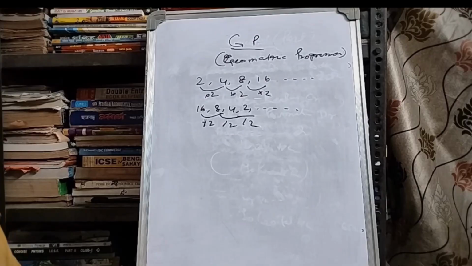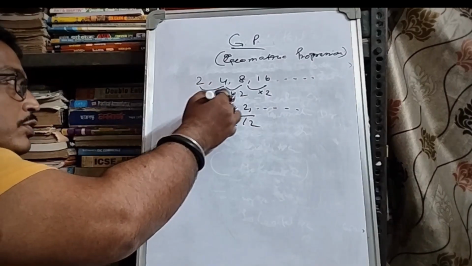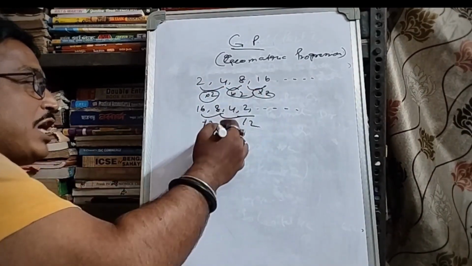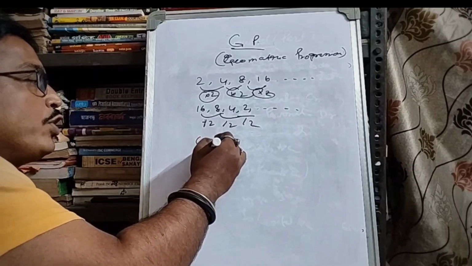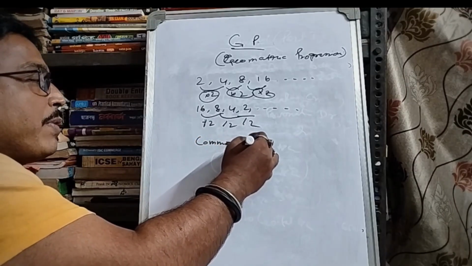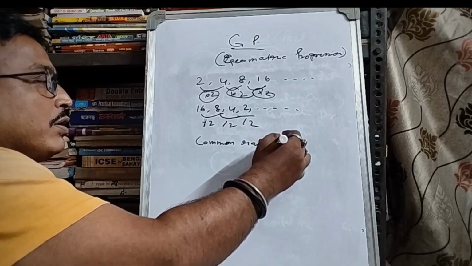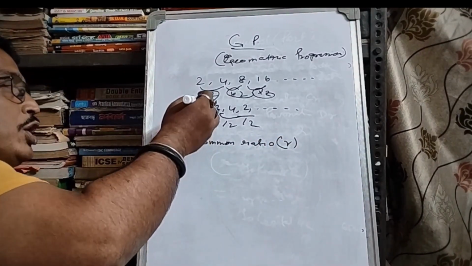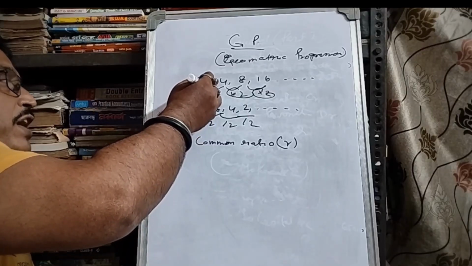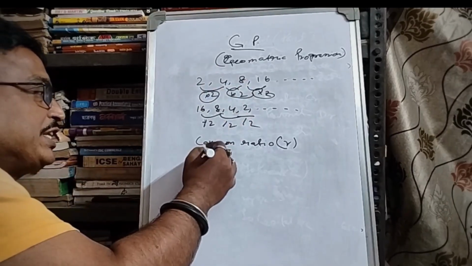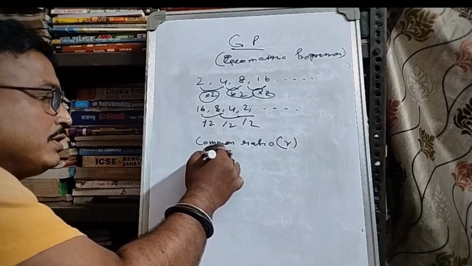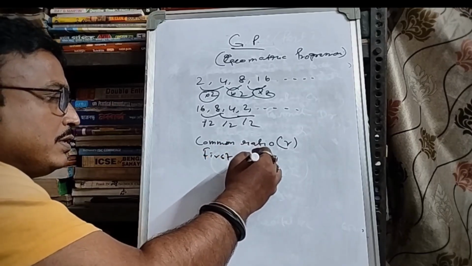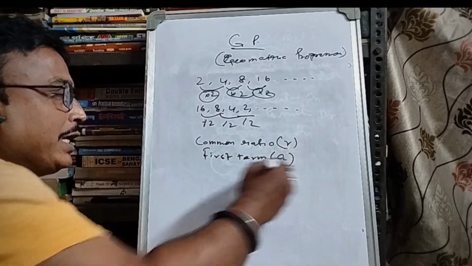These common multiplication and division terms are called the common ratio, symbolized by r. And the very first term of each series is called a.